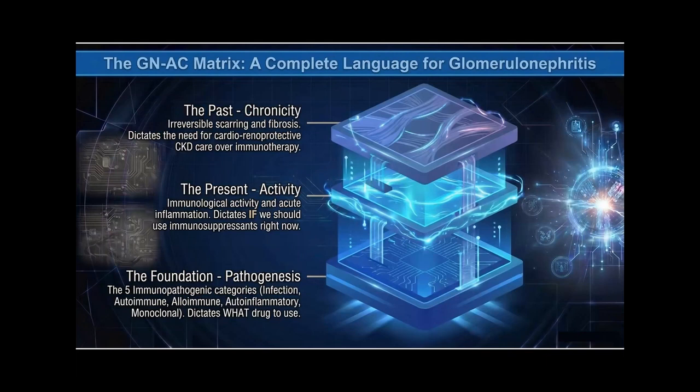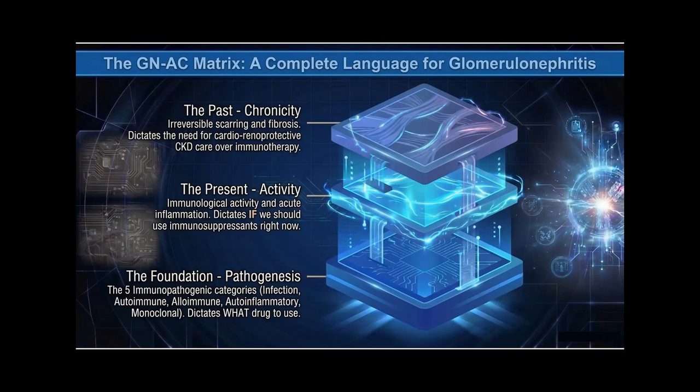Now finally, you have got the matrix. What is the matrix here? Glomerulonephritis EAC matrix, a complete language for glomerulonephritis. At the base, what we have got? The pathogenic types. What are the 5 pathogenic types? Infection type, autoimmune type, alloimmune type, autoinflammatory type, and monoclonal type. This dictates what drugs to use depending on what is the pathogen.